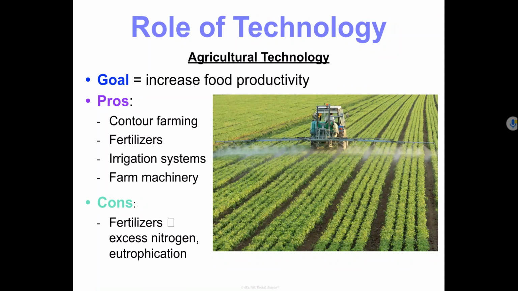And this results in aquatic plants performing photosynthesis at a slower rate. And if they're performing photosynthesis at a slower rate, they're not producing as much oxygen. So that reduces the amount of oxygen available for the aquatic life. Another con is the farm machinery itself.